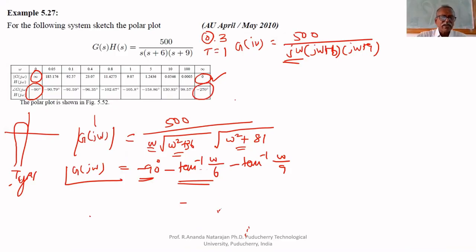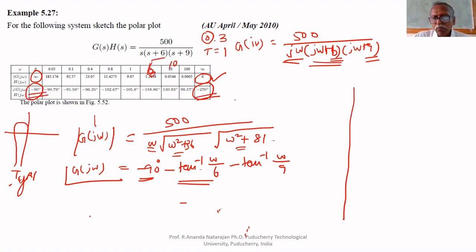You have to find some intermediate values. Particularly, 6 and 9 are the corner frequencies, and you have to find those. In addition, find some random values.